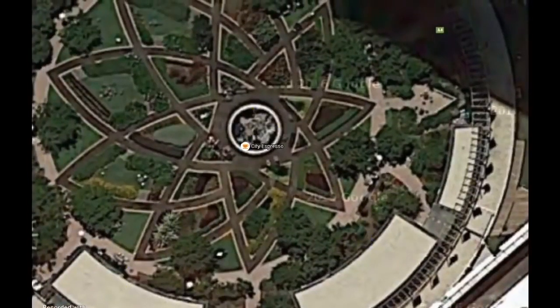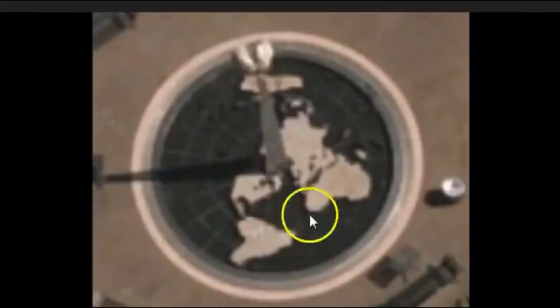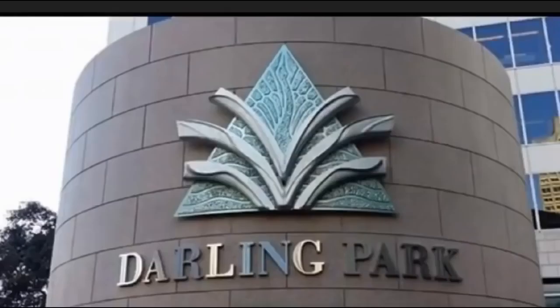Get a little bit of a close-up. And what do you see? The flat earth model. Another close-up here, and you see an obelisk as well. Now taking a look at this logo for Darling Park, I find it pretty interesting as well. You have the pyramid symbolism. It looks like a peacock.